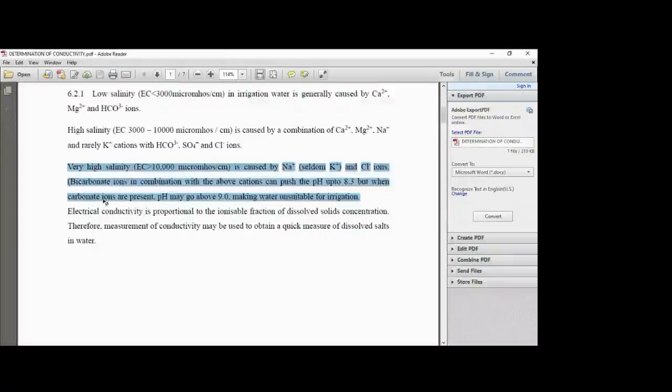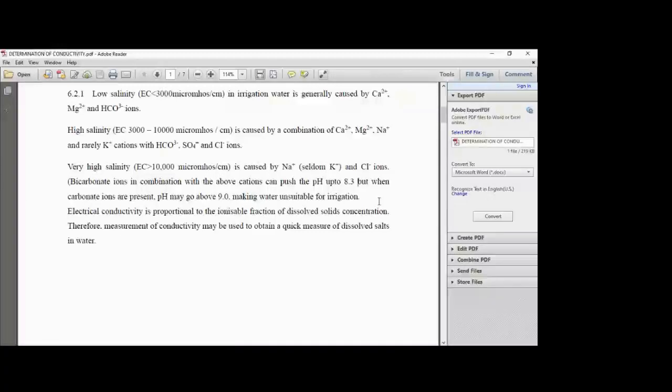So this is very important, and you should understand why this is happening. High saline water may have a very high pH. A pH of say 8.3 to 9 is not suitable for agricultural or irrigation purposes. Normally the water that we drink is in the pH range of 6.5 to 7.5, and the same water we consider suitable for our irrigation purpose as well.